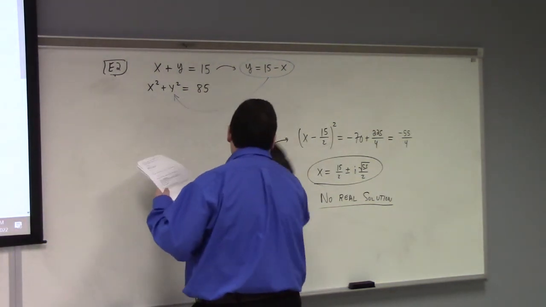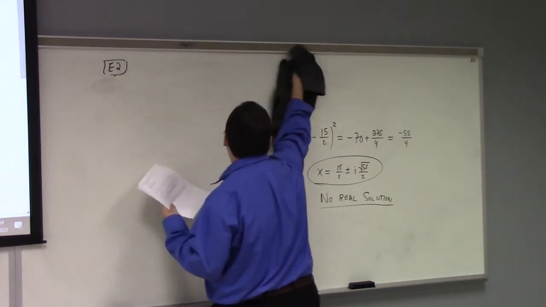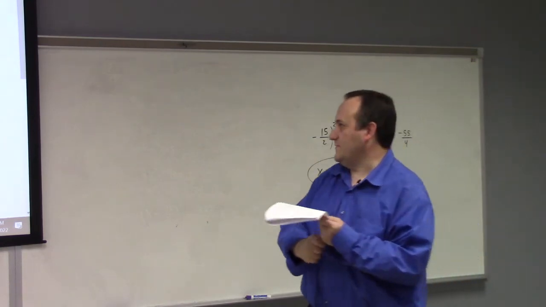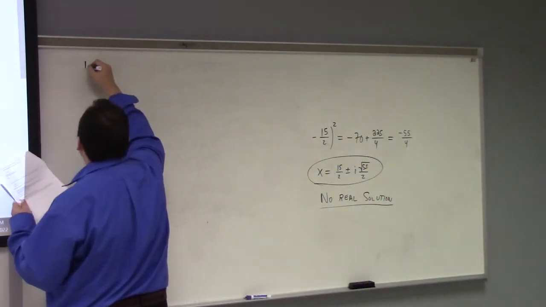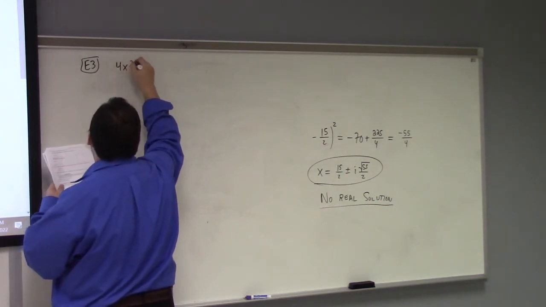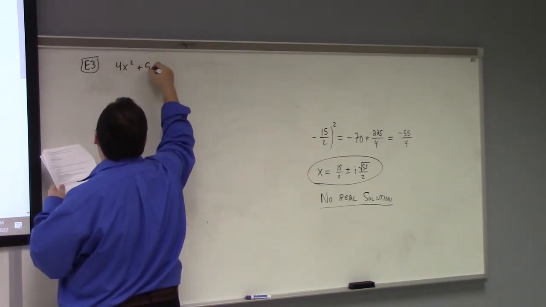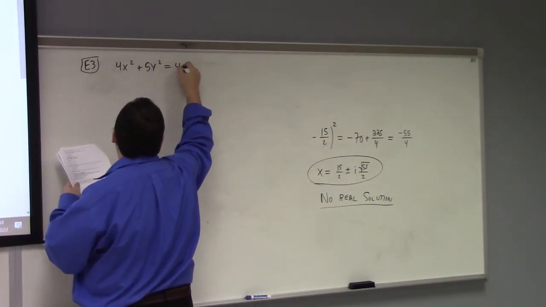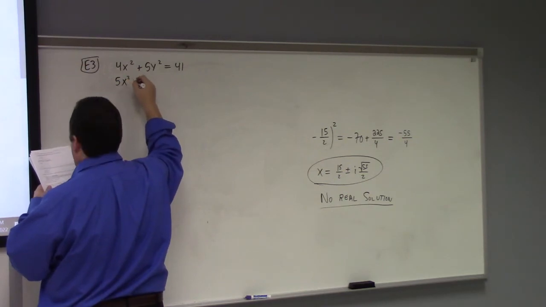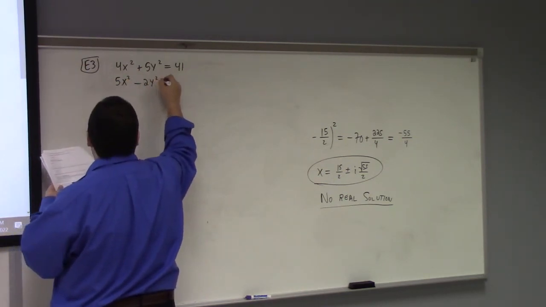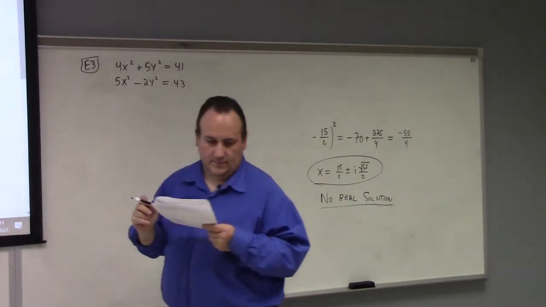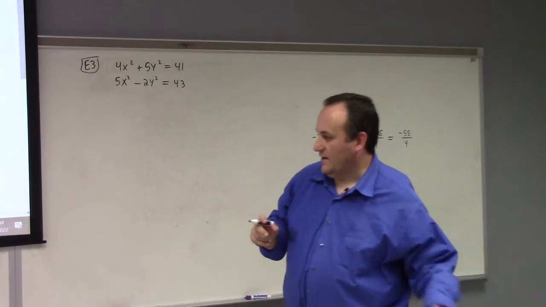So this one we just worked, example 2, yelled substitution at me, right? The next one, you guys tell me what you think once you see it. Here we're facing 4x squared plus 5y squared equals 41, and 5x squared minus 2y squared equals 43. Do you guys have any ideas about how we might solve that one?